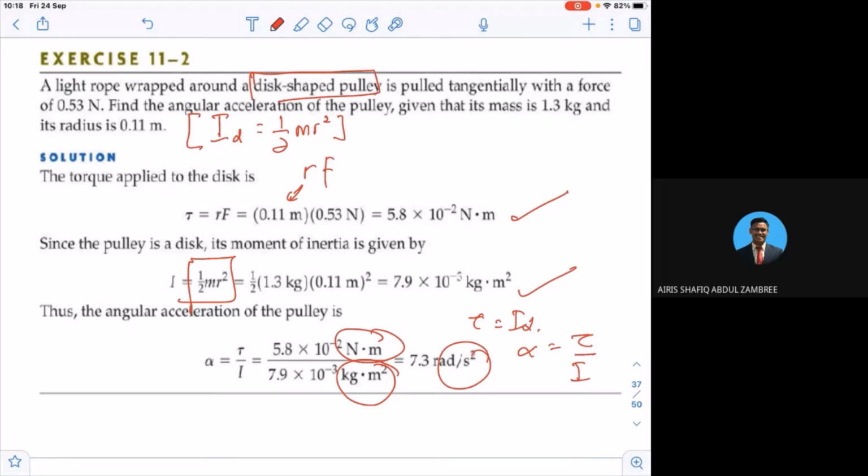Everything must be in SI units. Although you cannot easily cancel out the units up and down, the answer should be radians per second squared, because it is based on alpha. But remember, do everything in SI units. For example, use meters, and don't use centimeters even if the question gives you centimeters.